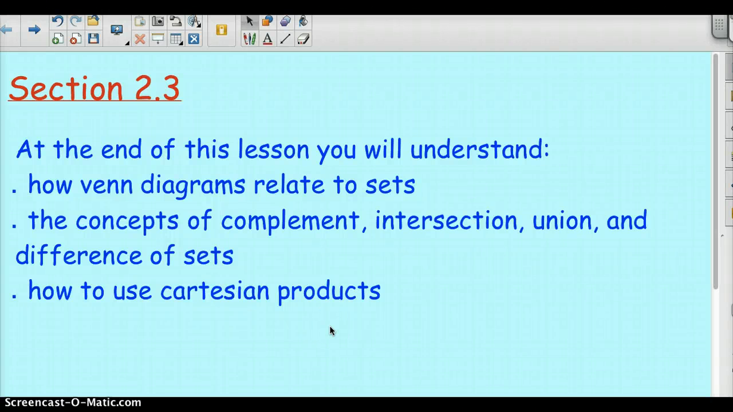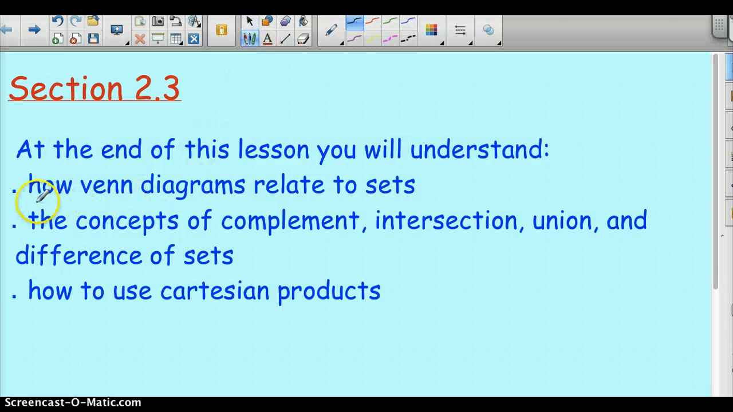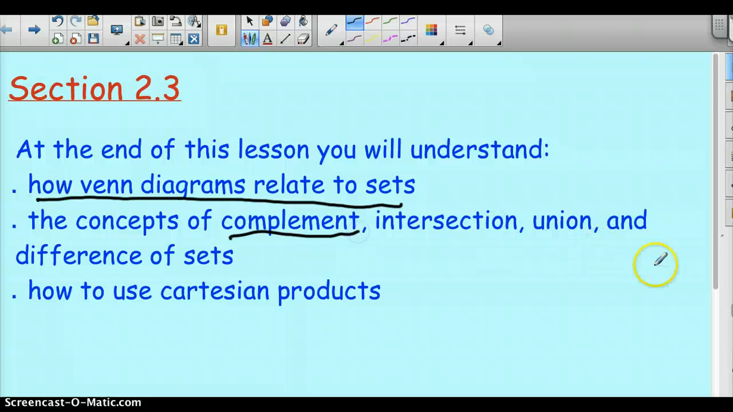This is Mr. Spinks. We're in section 2.3 now, and we are talking about Venn diagrams and how they relate to sets. I think you guys have done Venn diagrams before, but we're going to go through it all just to make sure you're good. This first video is about how Venn diagrams relate to sets, and then we're going to talk about this idea of complement. The rest of them will come up in later videos.